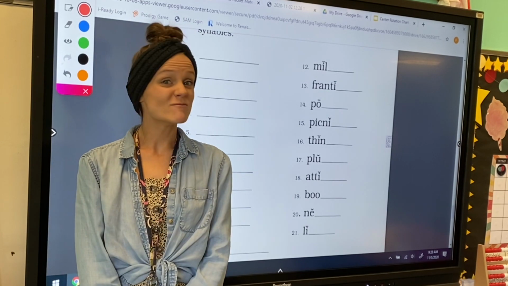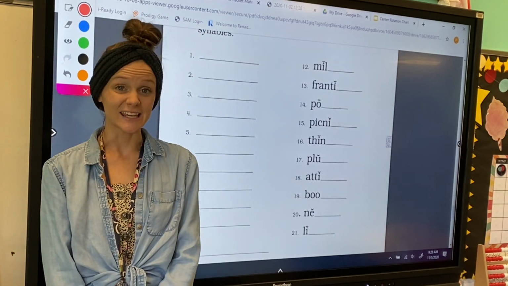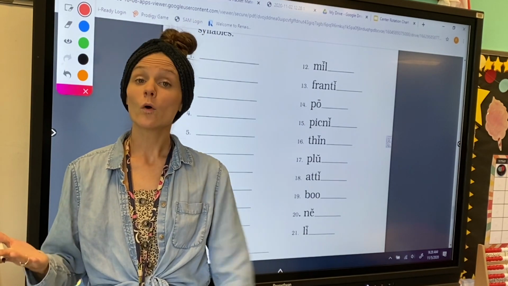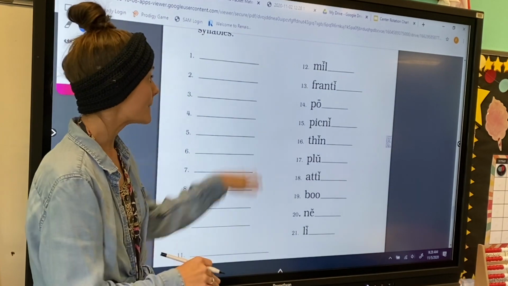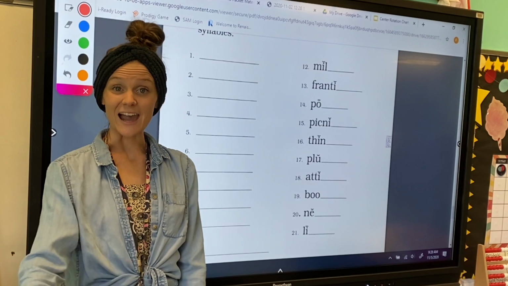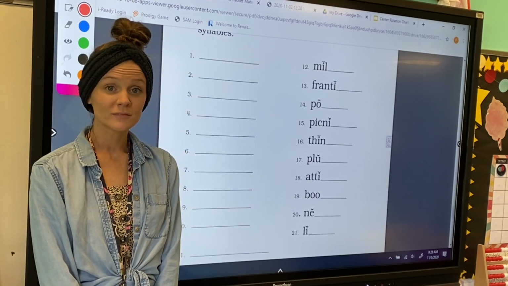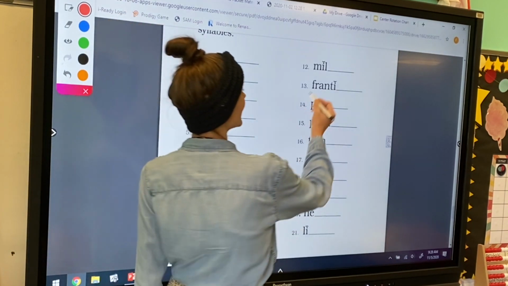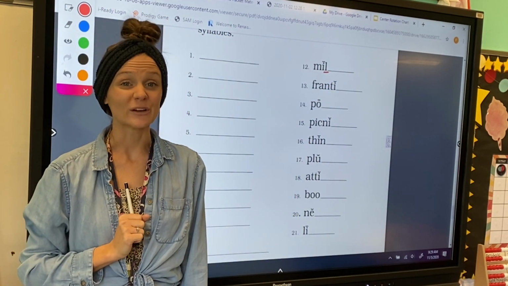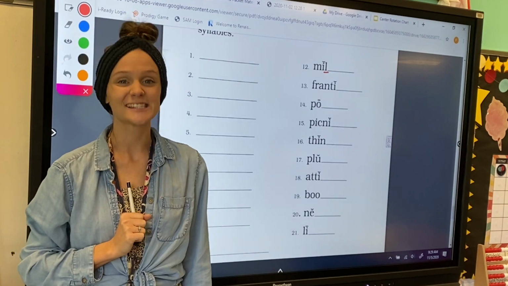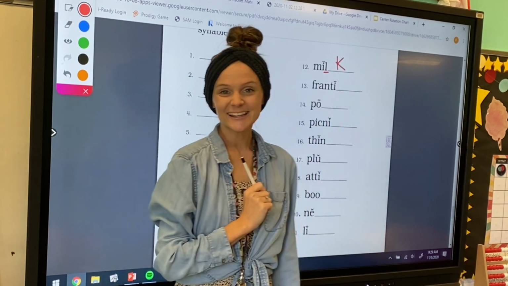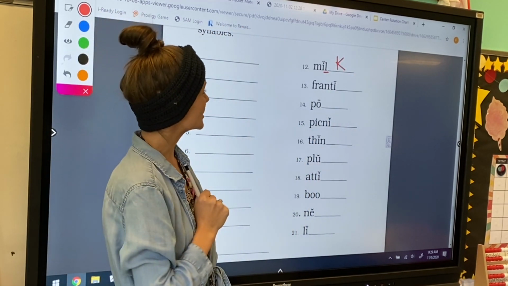So I know that I'm not going to use final C in this word. But now I have to decide if I need to use K or CK. So for the word milk, does my K sound come directly after my short vowel? No, it does not. We have letter L there separating them. That means I'm going to use K instead of CK. So I'm going to fill in my blank with letter K. Very good.